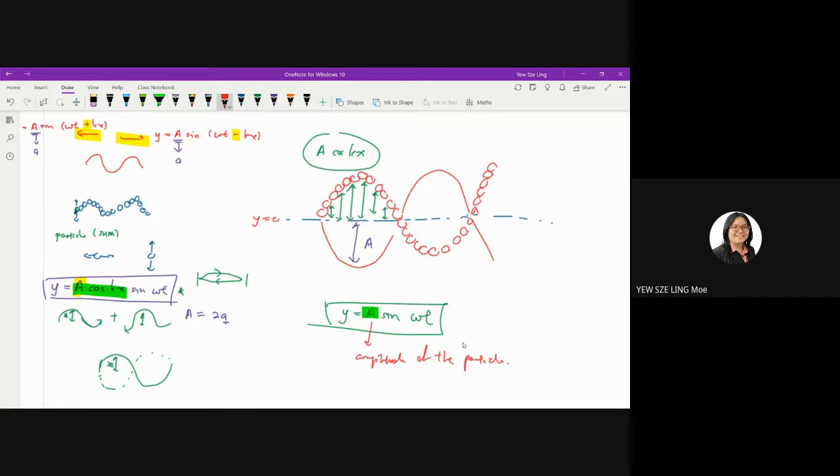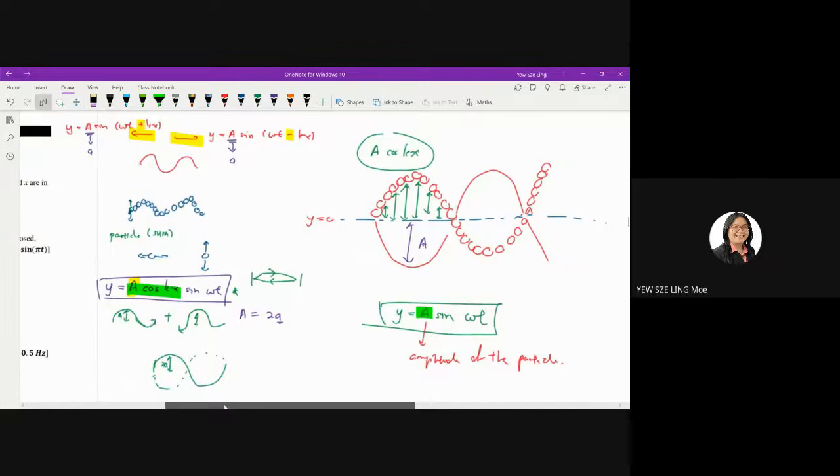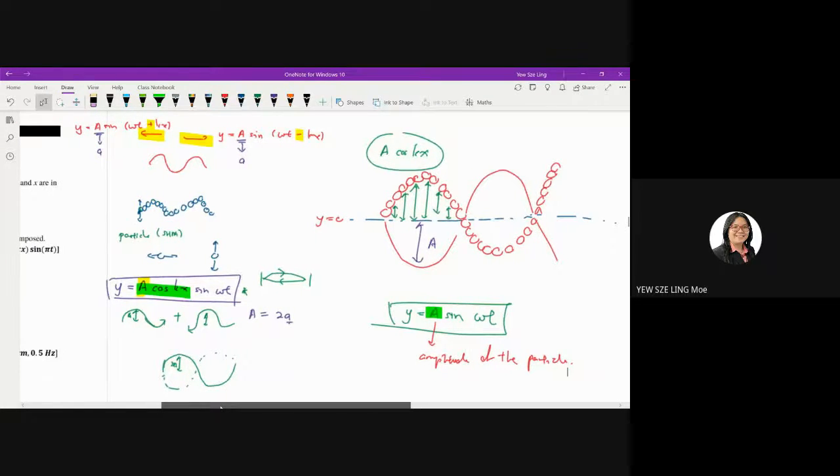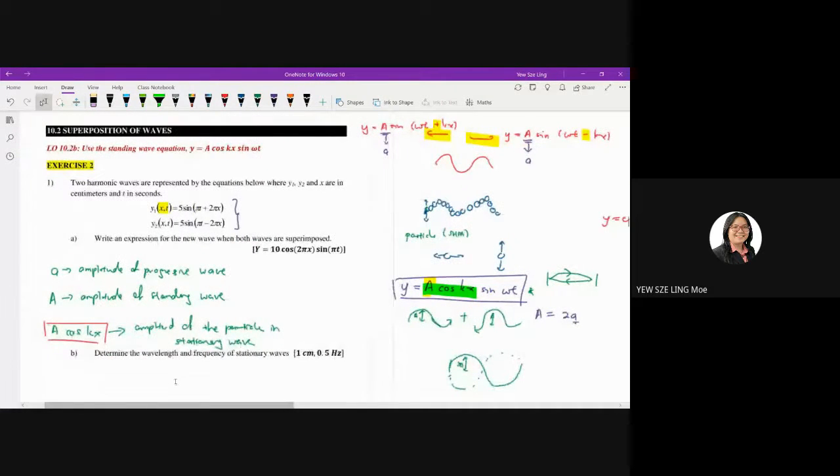So you need to know which amplitude you are looking at: the amplitude of a progressive wave, the amplitude of a stationary wave, or the amplitude of the particles in a stationary wave. In a stationary wave, every particle is always moving at its own amplitude. So that is a summary for 10.2. The main thing I want to stress is the difference between stationary wave and progressive wave.